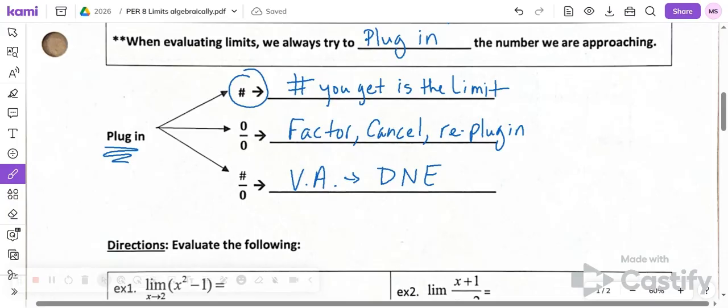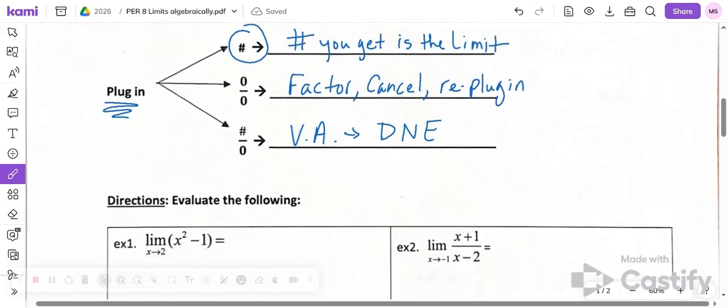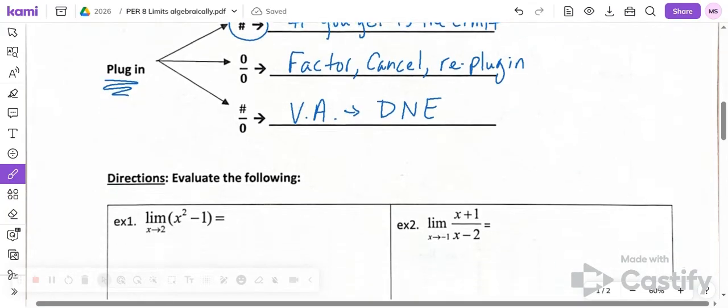Let's do the examples. Let's show you what's happening. So try number 1. Let's plug in 2. See what you get. I got a number, 3. Then you're done. So the answer is 3.